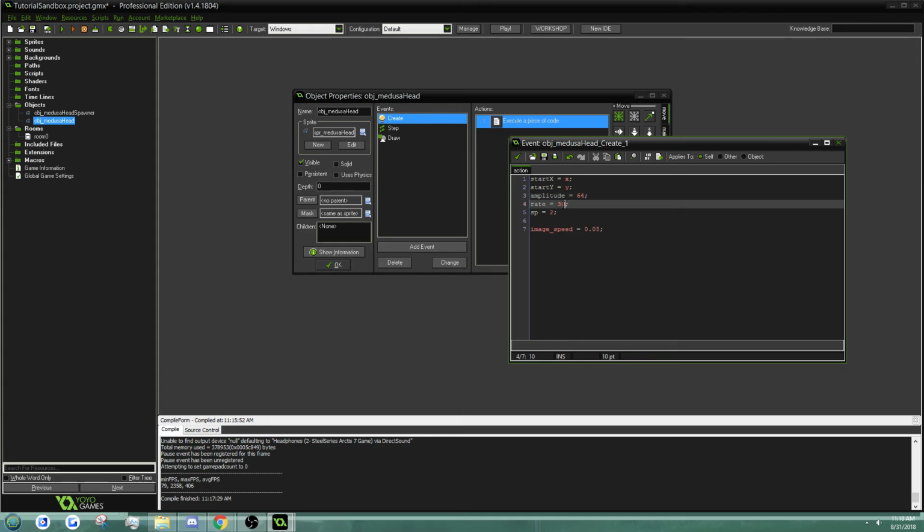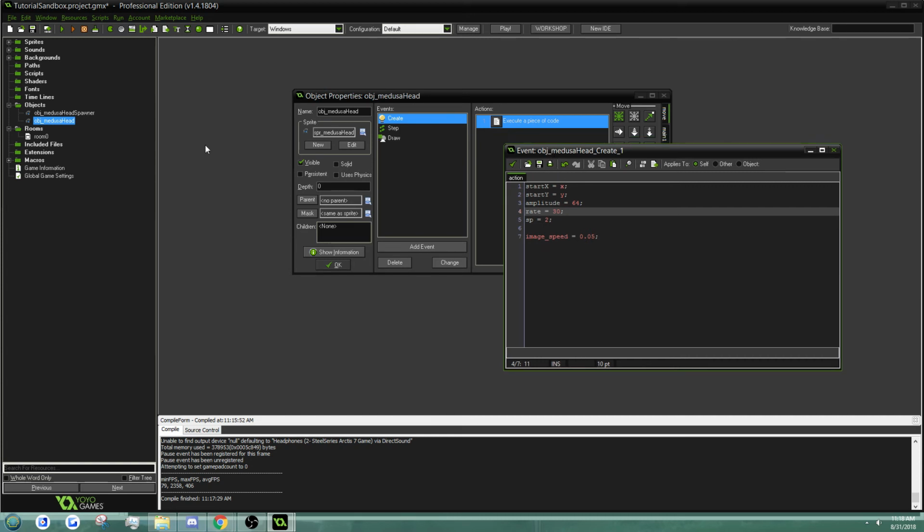The rate is going to affect how quickly the wave is oscillating. In this case, a higher number means it will be slower because we're dividing, in this case, by a 30th, the rate. Speed, SP, is the speed of the horizontal movement, how fast X is increasing every tick. And image speed, I set it to 0.05 because there's 2 frames of animation, and so it should be a really slow animation for 2 frames of animation.